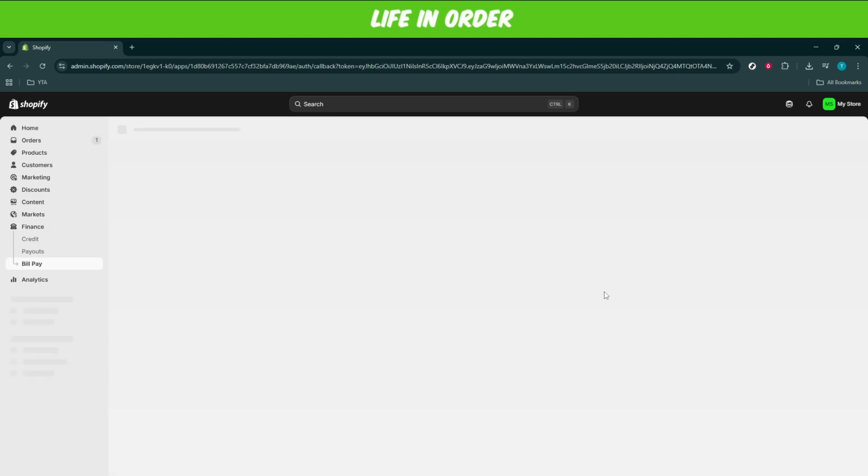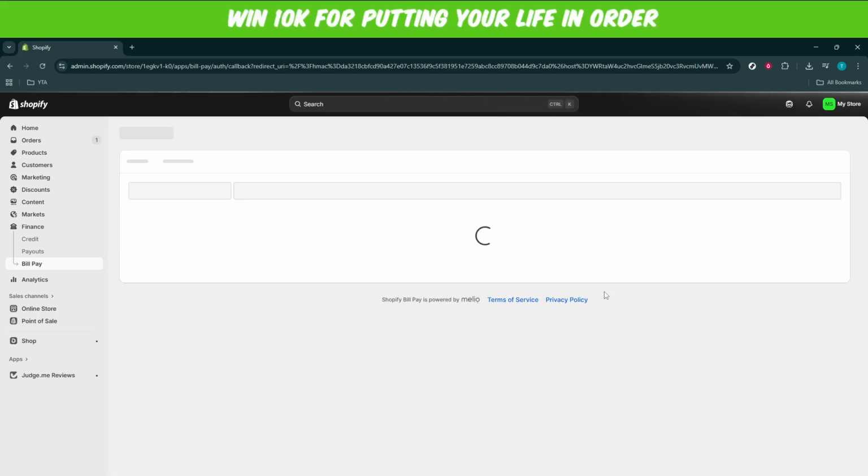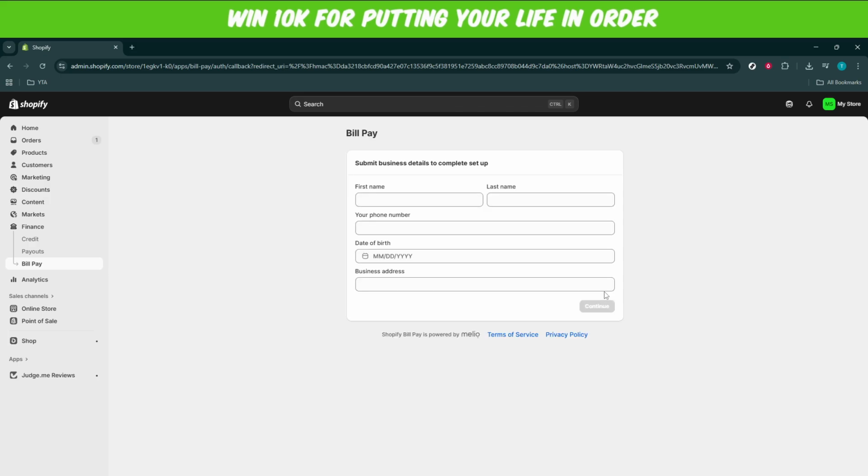Understanding how to efficiently navigate these sections provides a strong foundation for your store's financial health. And there you have it, a step-by-step guide to managing your Shopify store's financial aspects. By consistently following these steps, you'll ensure that your store is not only operational, but also financially sound. Remember, staying organized and proactive is key.